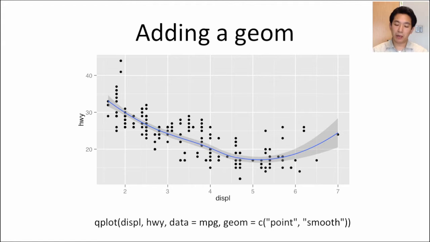The geoms that I want to put on this plot, there's two types. One is I want to add the points themselves so I can see the data. And then I want to add a smooth geom. The smooth is this blue line that goes across, and the 95% confidence intervals for that line are indicated by the gray zone.